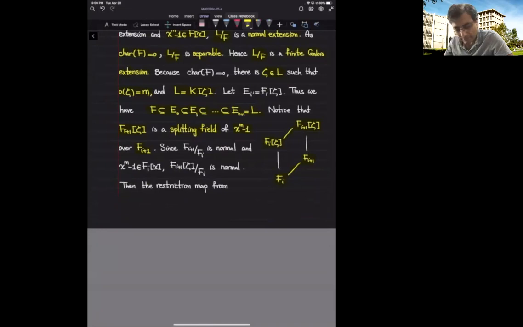So again, let's repeat this. Whenever I give you a tower E over F, and I give you a polynomial over the base, and I tell you that this extension is normal, and then I look at a splitting field L of the polynomial over E, then the extension L over F is a normal extension. This we have discussed in previous lectures. You've seen this in your homework assignment as well.